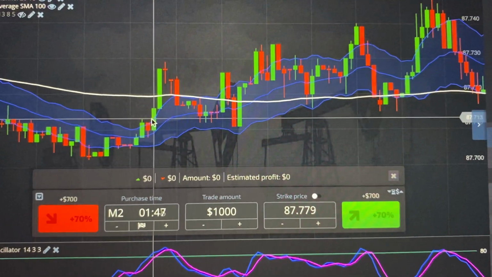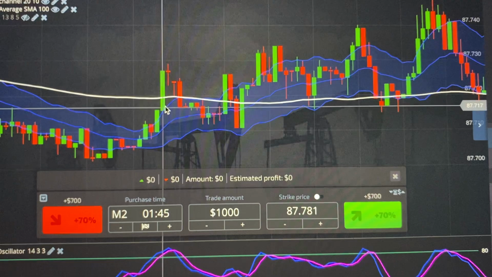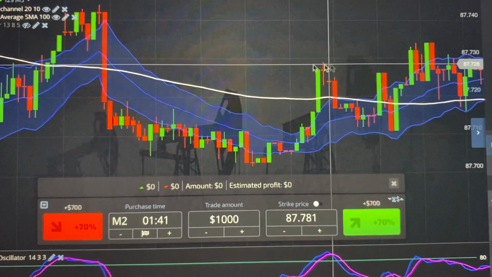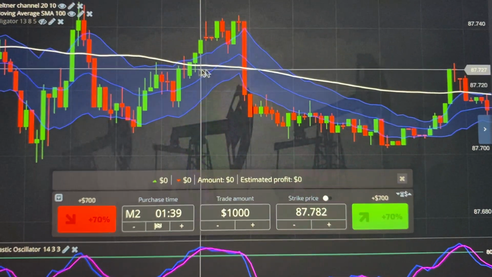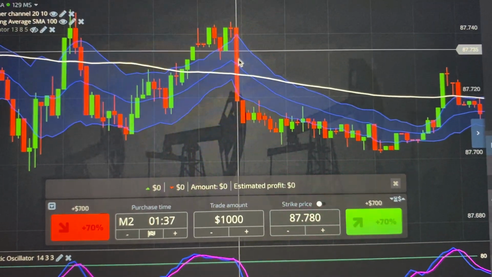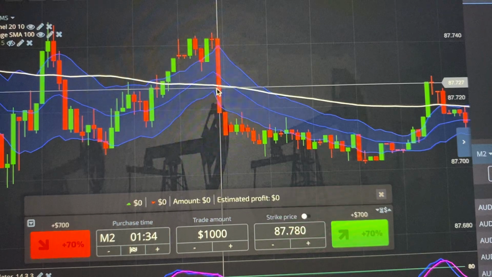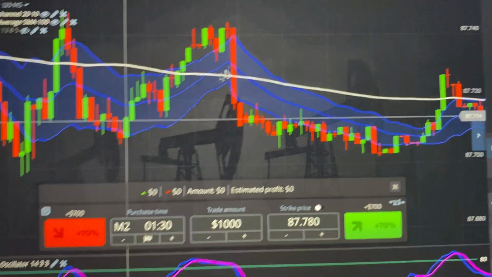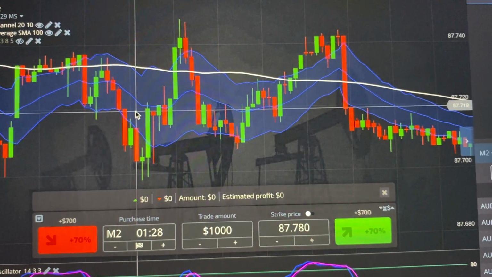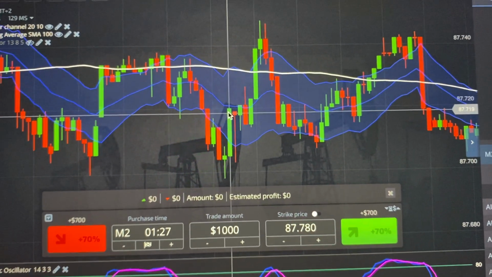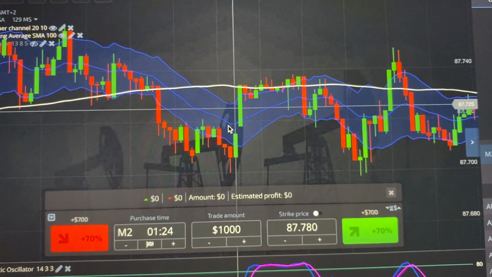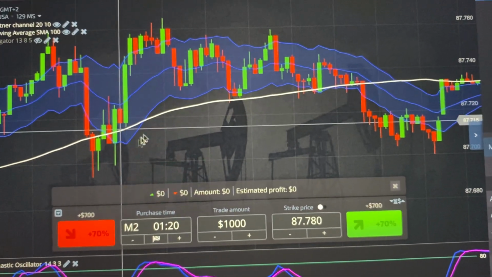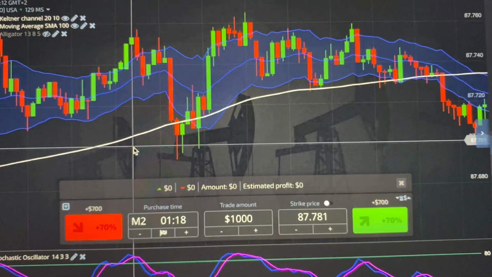You see how the candles, again, like I said, when the candles cross over, that's when the trends change. You usually get a really long candle, and when you get too close to the line, you do get a nice consolidated market, but once the candles touch it, it could go either way.